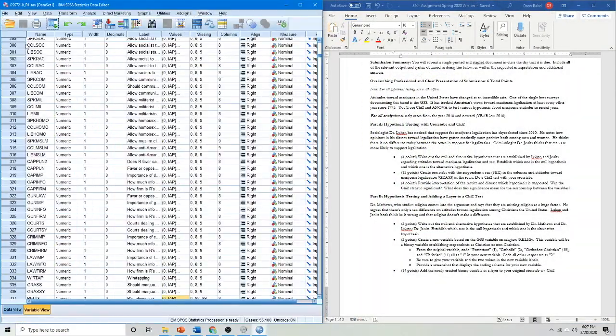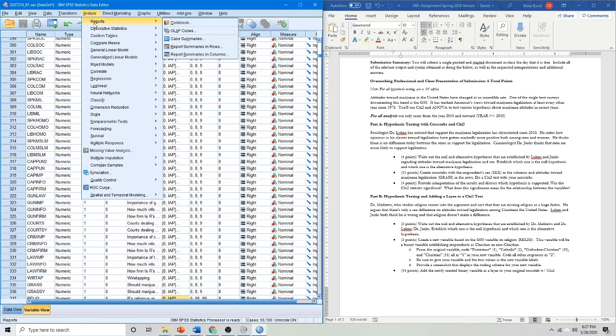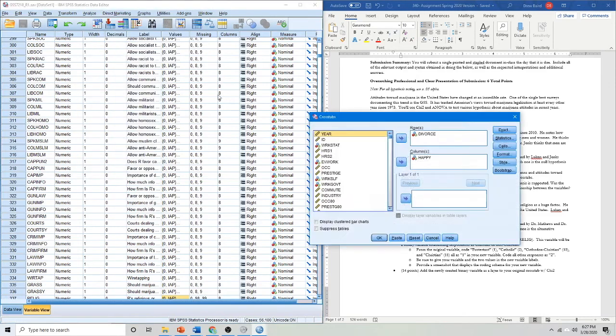So the first thing you will do in order to set up your chi-squares, you're going to go to Analyze, and you're going to go to Descriptive Statistics. It's a little counterintuitive, but SPSS has chi-square as an add-on to crosstabs, which are a form of descriptives that are used for nominal variables. So you go to crosstabs.